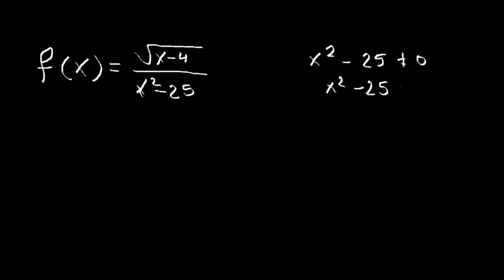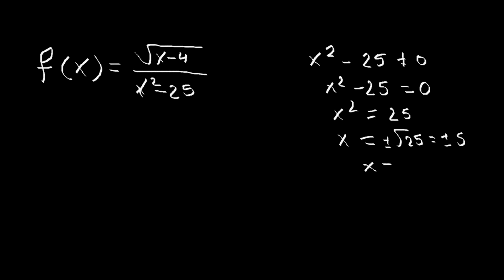Now, to find the roots, we need to equalize this with 0, and x to the power of 2 is 25, x is equal to plus minus square root of 25, that is equal to plus minus 5. Both of these values make the quadratic equation equal to 0, because 5 to the power of 2 is 25, minus 25 is 0. Minus 5 to the power of 2 is also 25, minus 25 is equal to 0. So we have to exclude x equal to 5 and x equal to minus 5, which should be different than both.